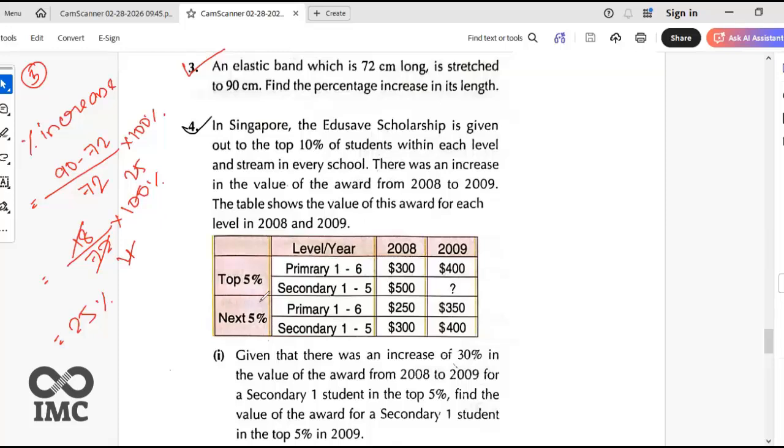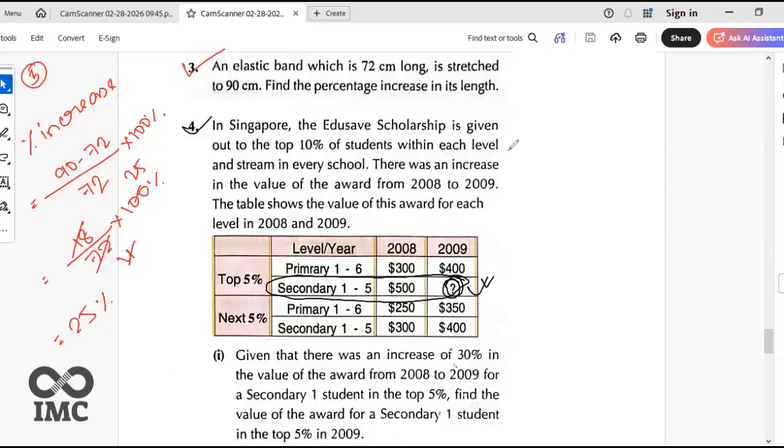Look, 4.1 says, given that there was an increase of 30% of the value of the award from 2008 to 2009 on a secondary one student. So this part, we just need to think about this one. At first in 2008, the scholarship was $500 and it is increased by 30%. Now the question says find the value of the award for a secondary one student in the top 5%.